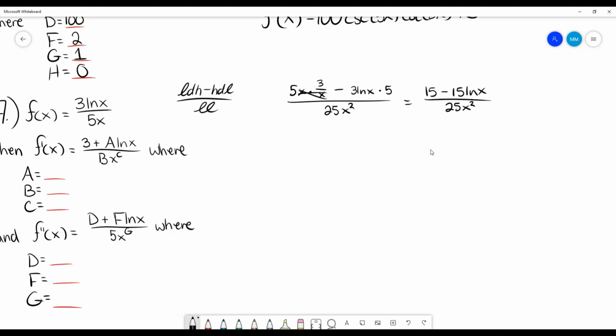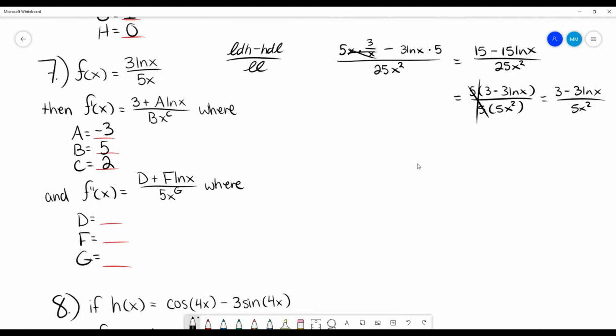And I see here that everything is divisible by 5. I can factor out a 5 from both my top and my bottom. So if I factor out a 5, right, that gets me 3 minus 3 natural log of x over 5 times 5x squared. Those cancel. So it just simplifies to 3 minus 3 natural log of x over 5x squared. Okay, so we've got a 3, and they've got a plus, so our a is going to be a negative 3 times natural log of x over b is 5 times x to the power of c, which is 2. Easy peasy. So I'm just going to write over here what that was, just so it's nice and clear, we don't lose it at all.